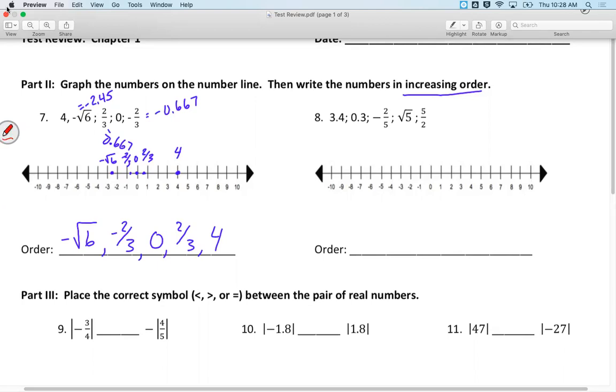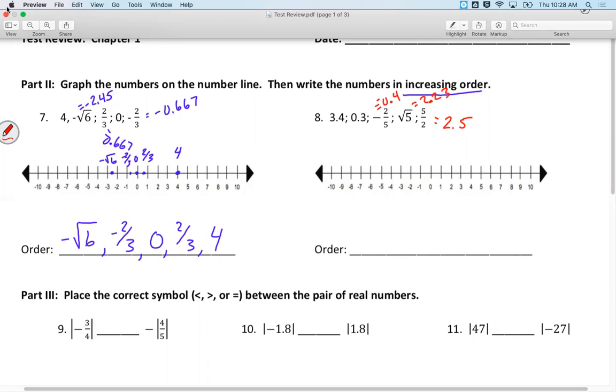And I would do the same for 8. So for 8, we have 3.4, 0.3, negative 2/5, so that's negative 0.4. Square root of 5, that's going to be 2 something. So that's 2.23. And 5/2 is 2.5.